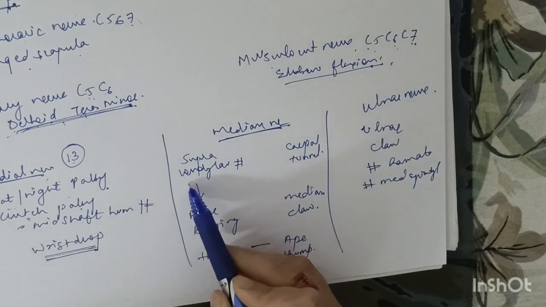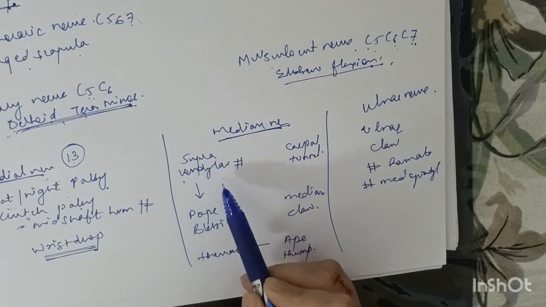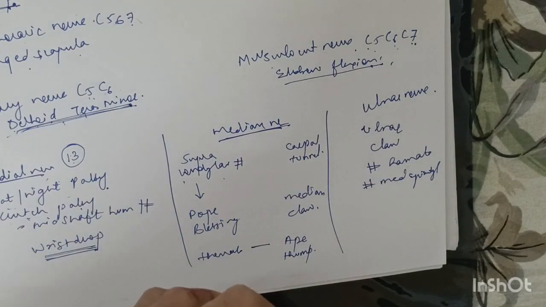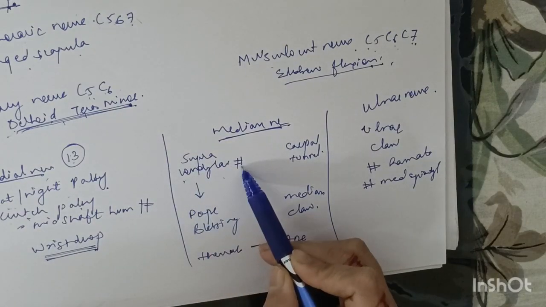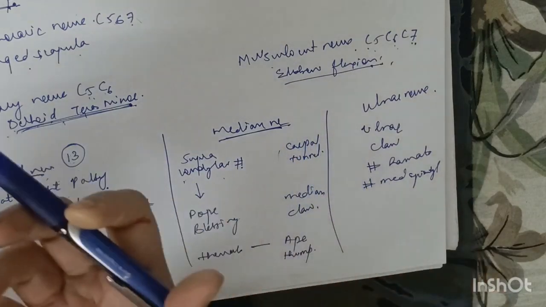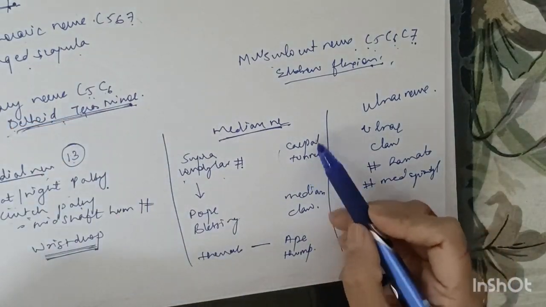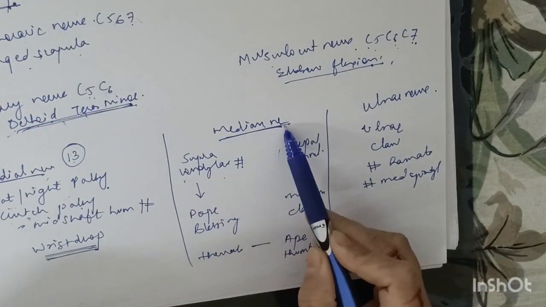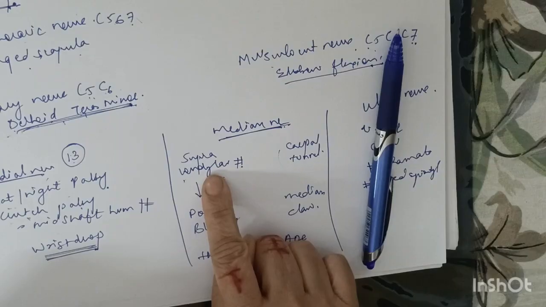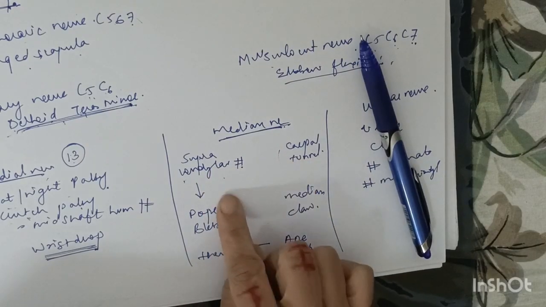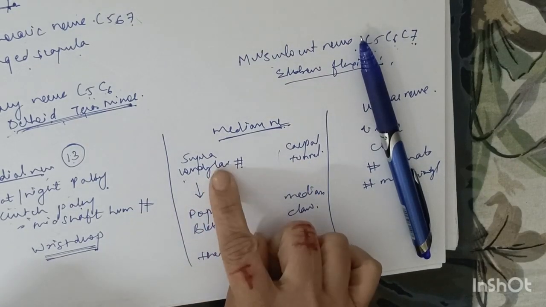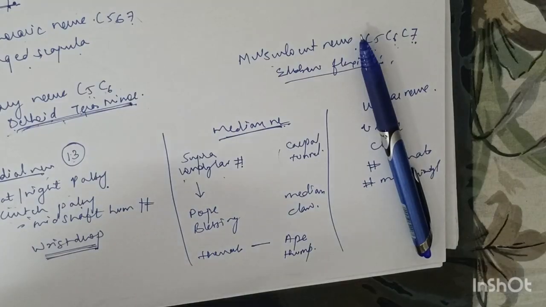Median nerve: the chances of injury are in cases of supracondylar fracture, that is just above the elbow at the humerus. If there is a fracture or an injury at the level of the carpal tunnel, then it is said to be a median nerve injury. The former is called high median nerve injury, and the latter is called low median nerve injury. In high median nerve injury, there will be Pope blessing sign.